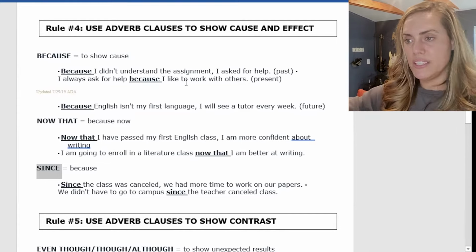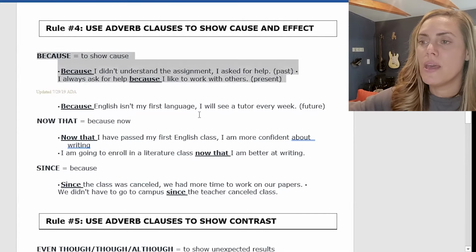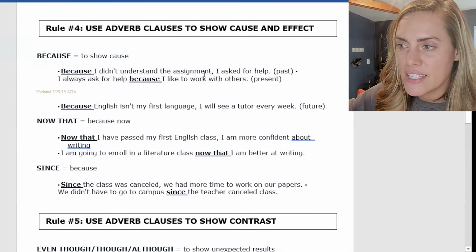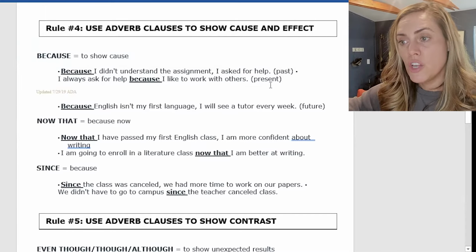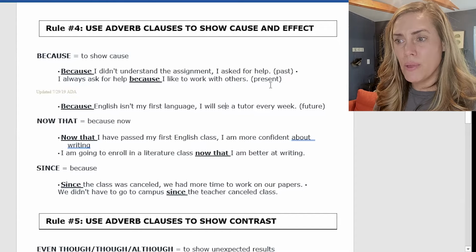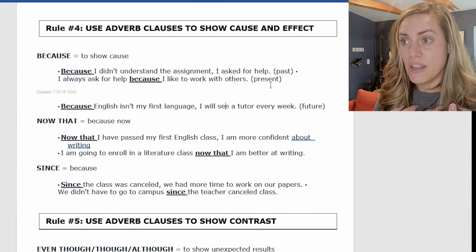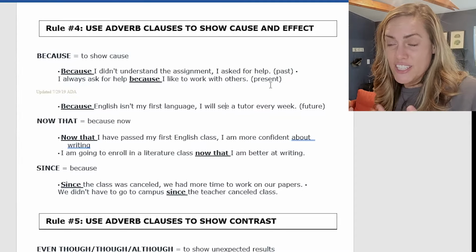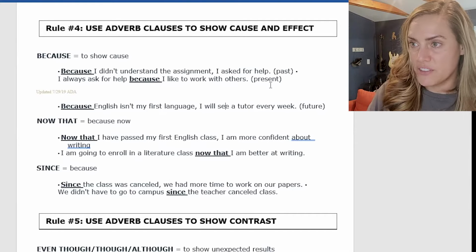Since has two meanings. So look at these examples. Because I didn't understand the assignment, I asked for help. So this shows why, cause. Why did I ask for help? Because I didn't understand the assignment. Because I didn't understand the assignment, I asked for help.